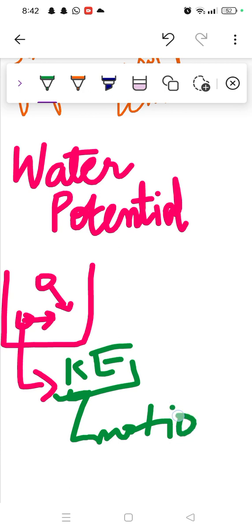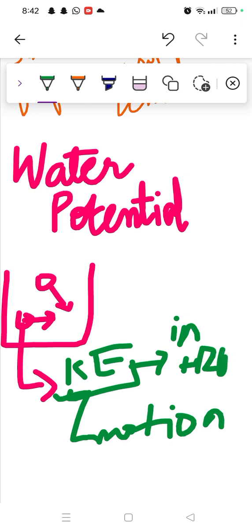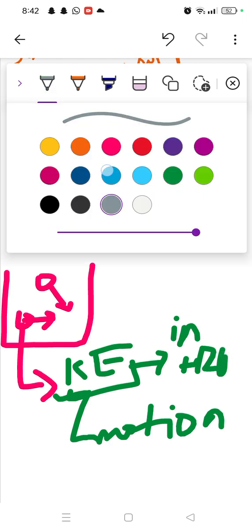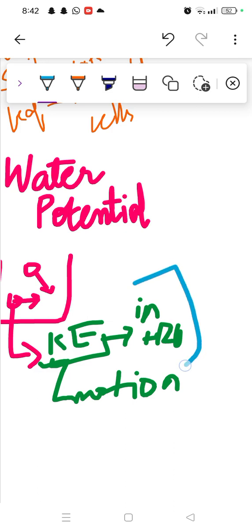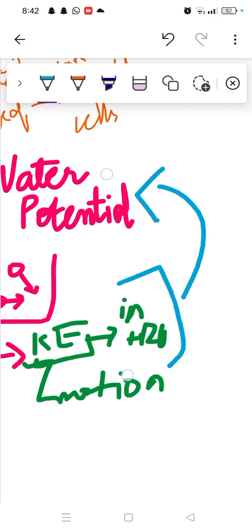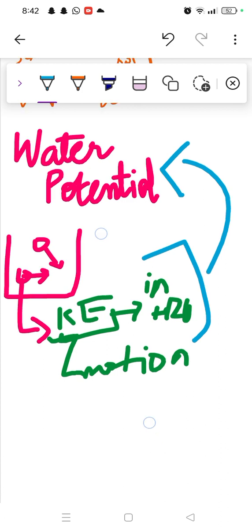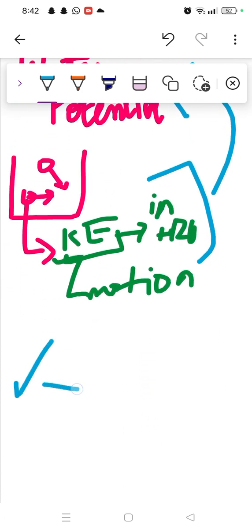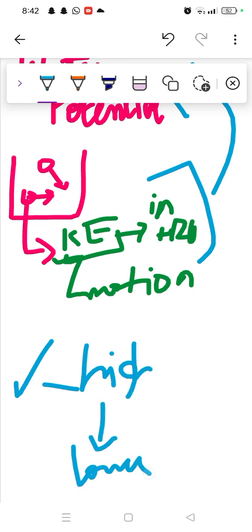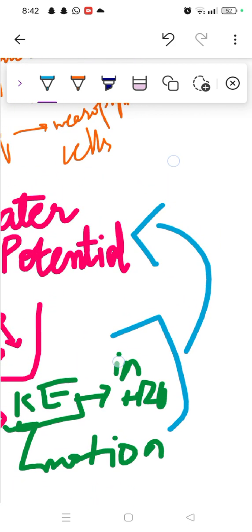And if you're wondering why we're discussing kinetic energy here, kinetic energy in water, like in H2O, would be called water potential, because here we also saw the word water. Kinetic energy in water is termed as water potential. I'm sure it's clear to you. Of course we know water moves from higher concentration to lower concentration. Water potential is denoted by psi, which is this kind of symbol. Okay, so I'm sure it's clear to you.